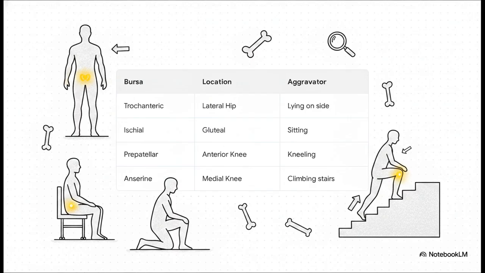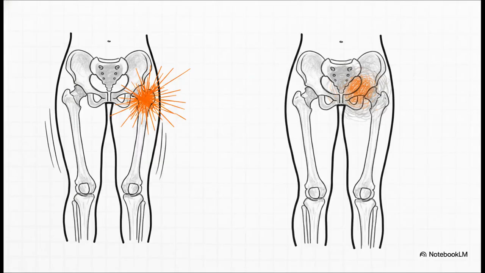Think of this breakdown as your high-yield clinical speed round. It's going to help you instantly pinpoint specific lower extremity bursitis based purely on anatomy and whatever activity makes it worse. For instance, ischial bursitis hits at the base of the pelvis from sitting way too long. Prepatellar bursitis, often called housemaid's knee, flares out from repeated kneeling. And anserine bursitis, which sits just below the medial knee joint line, is a classic culprit for pain when a patient is climbing stairs. And then there's trochanteric bursitis, which is an absolute classic masquerader.